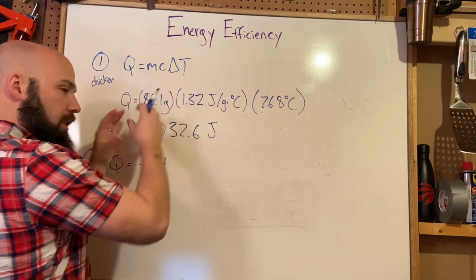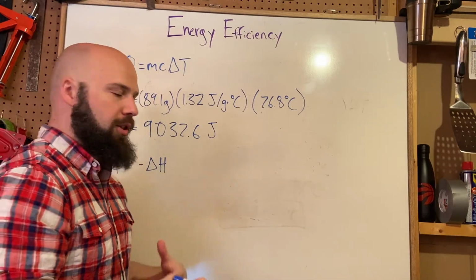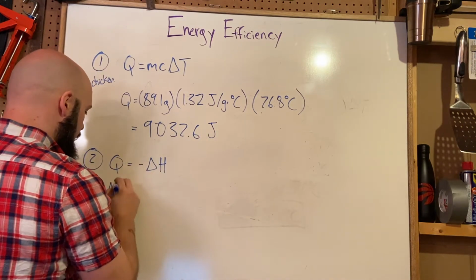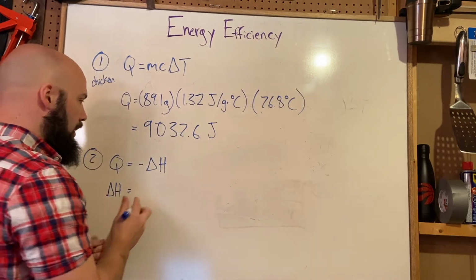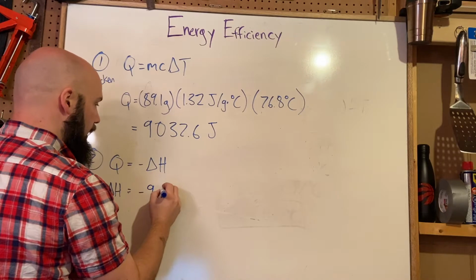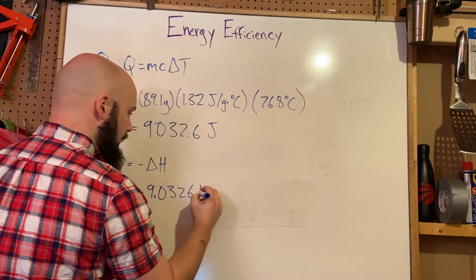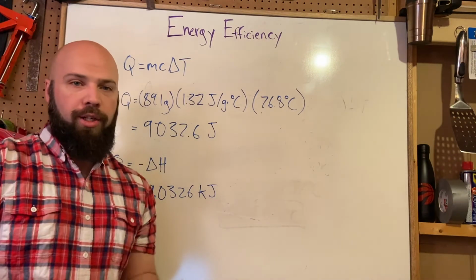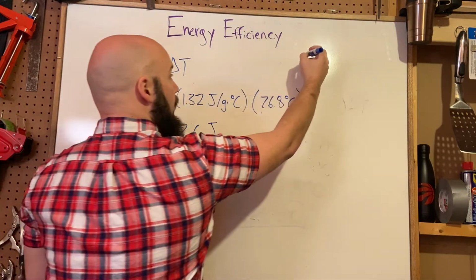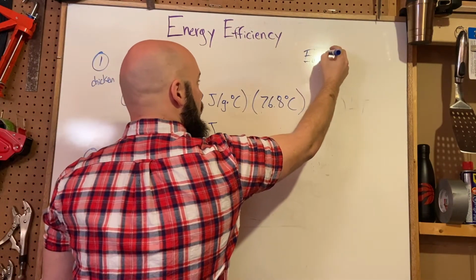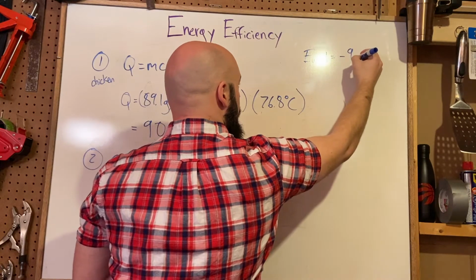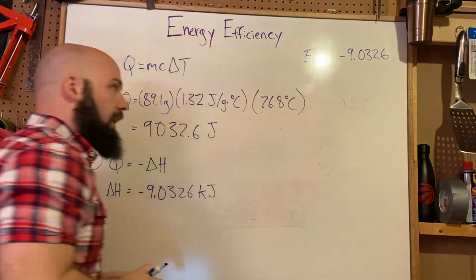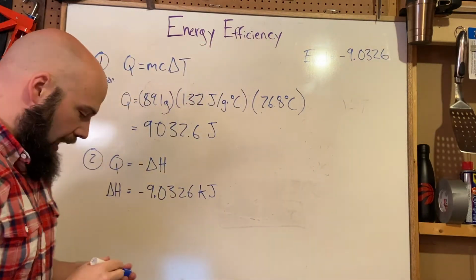Now, using the law of conservation of energy, we're going to say that Q is negative delta H to jump from our system into our surroundings so that we can compare the efficiency. We're going to convert this to kilojoules at the same time and know that our delta H of the energy being used is negative 9.0326 kilojoules. Okay. This is the first part of our energy efficiency problem. It's going to be the energy used, and I'm going to put this in the corner here, 9.0326, and keep that value for the next step.